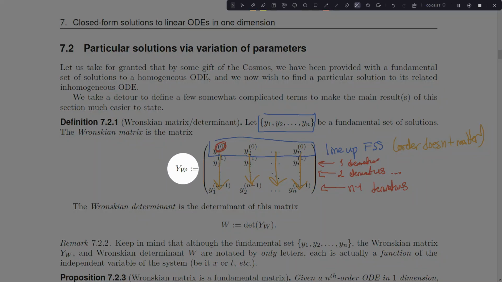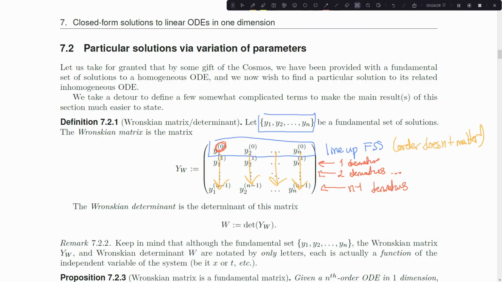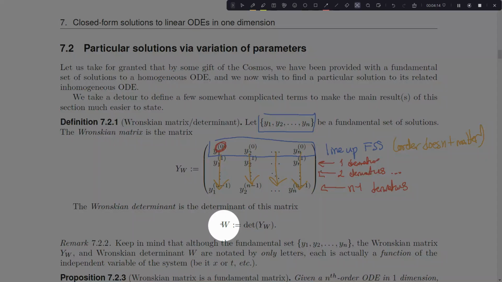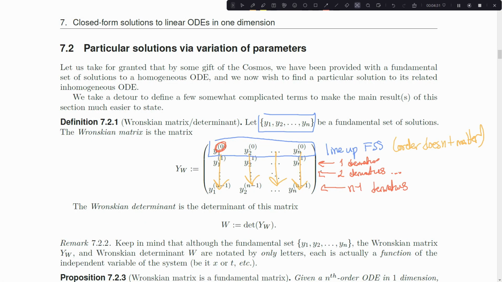So for the matrix, I call it YW here. Everybody will have a different notation for the Wronskian matrix. I just use a capital letter for whatever my function variable that I'm looking for is. And then for the determinant, I usually just use the capital W for Wronskian, because sometimes people will just refer to the determinant itself as the Wronskian, and I don't even know what they call the matrix then. But the Wronskian determinant is the determinant of this matrix.